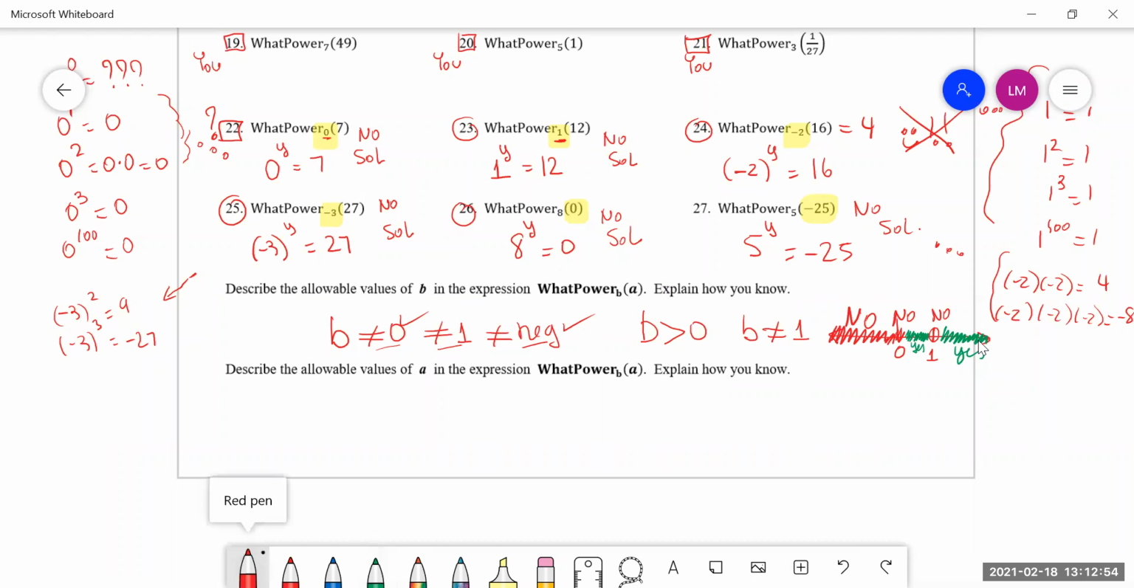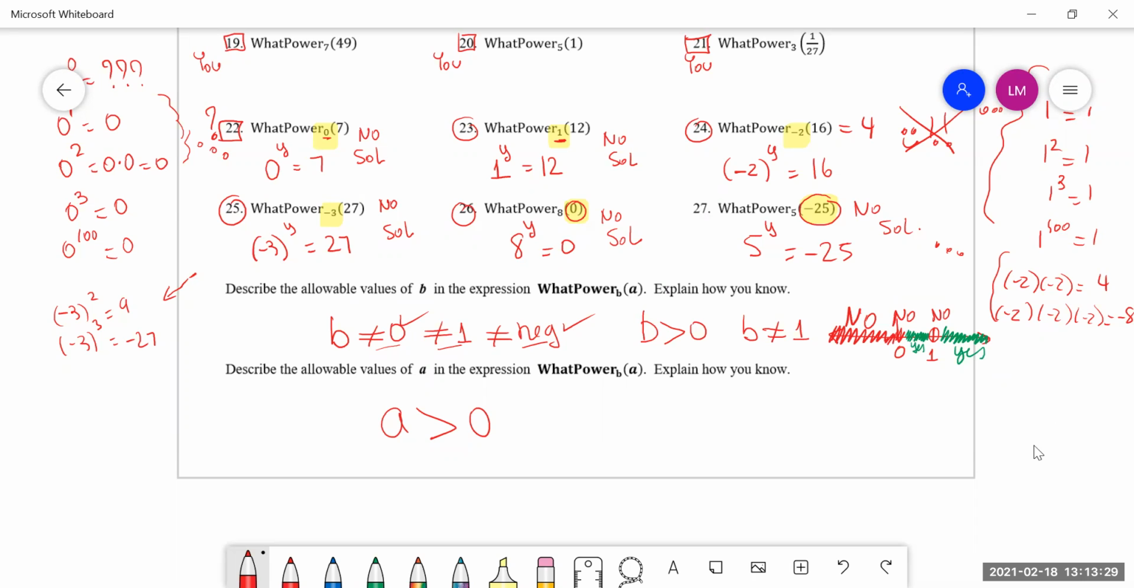Okay, let's go back here. Describe the allowable values for A. So can I have positive numbers? Yes. Can I have negative numbers? Nope. Can I have 0? Nope. So all I can have for A is positive numbers, right? We don't want negatives and we don't want 0. We just want positive numbers. So there is a summary of our conclusion based on all the examples we did here.